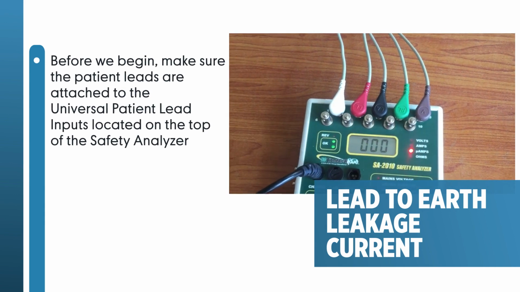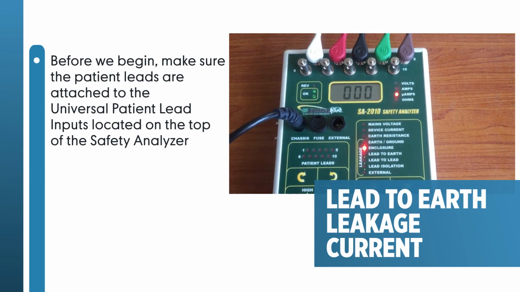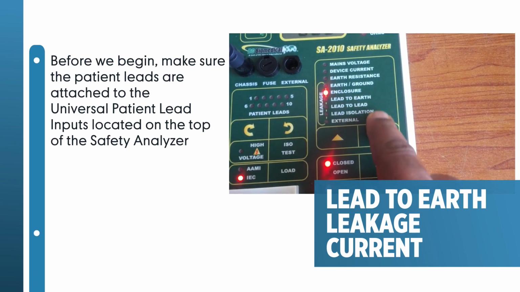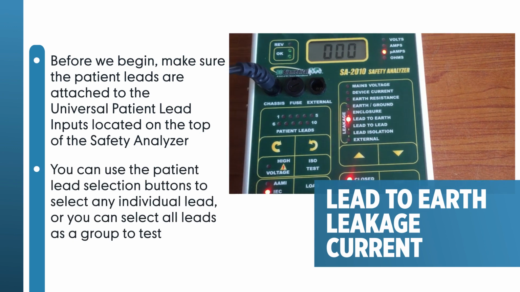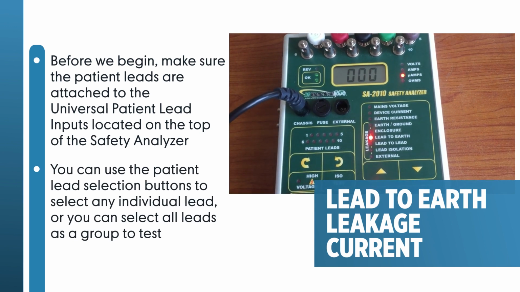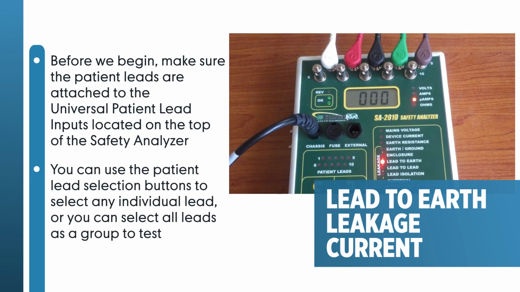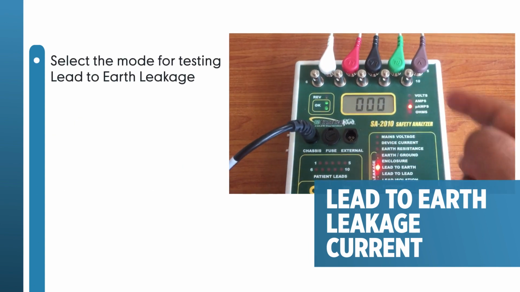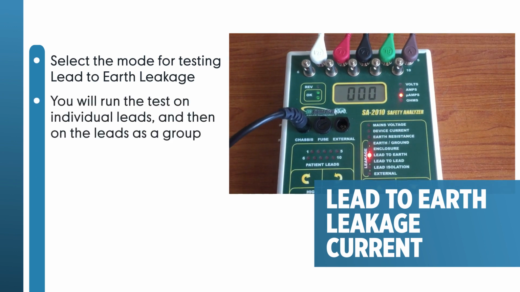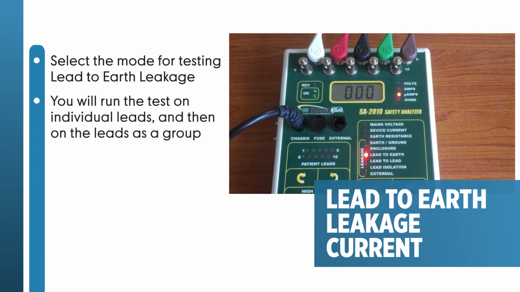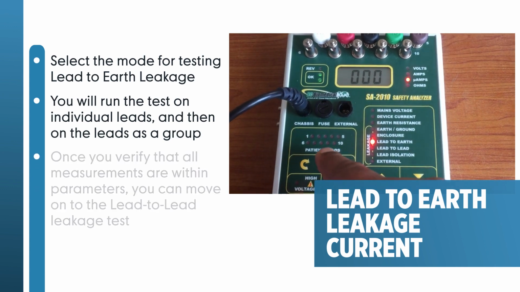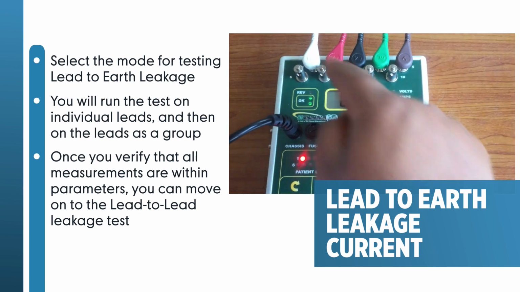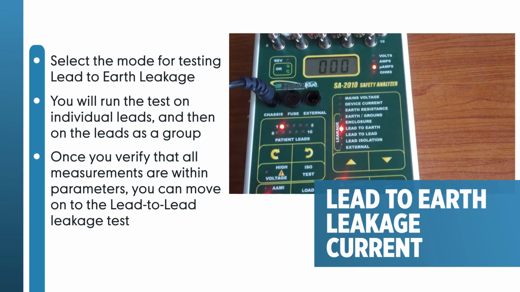Before we begin, make sure the patient leads are attached to the universal patient lead inputs located on the top of the safety analyzer. You can use the patient lead selection buttons to select any individual lead, or you can select all leads as a group to test. Select the mode for testing lead to earth leakage. You will run the test on individual leads and then on the leads as a group. Once you verify that all measurements are within parameters, you can move on to the lead-to-lead leakage test.